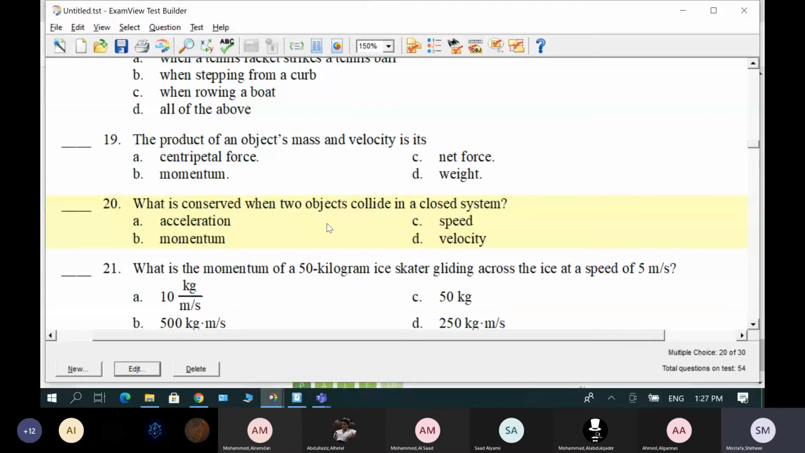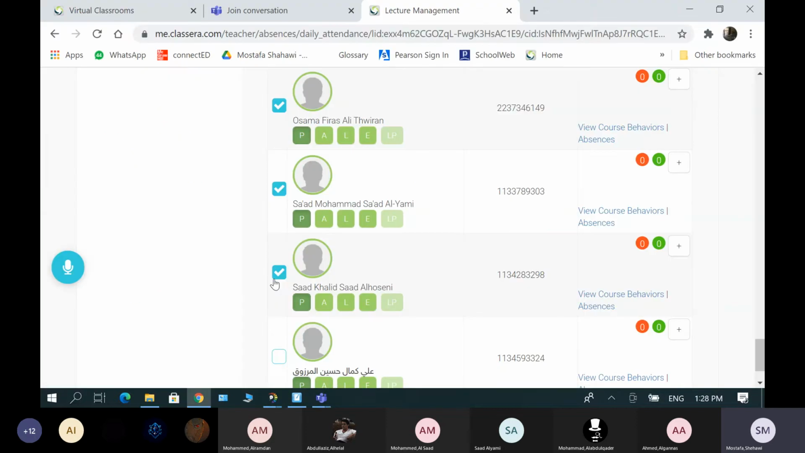We have the condition here. It tells you that it's a closed system, so momentum is conserved during collision, and that means the momentum for the whole system before and after collisions is the same. That was the lesson of yesterday. Did you attend with us yesterday, Saad? You didn't. Saad Khalid Al-Husseini. Yes. So answer this question.